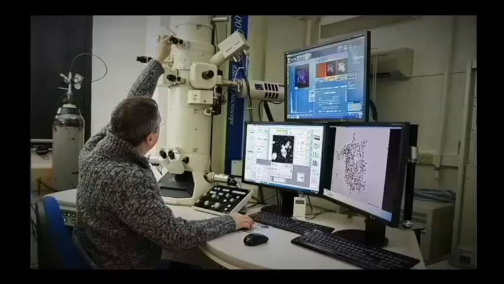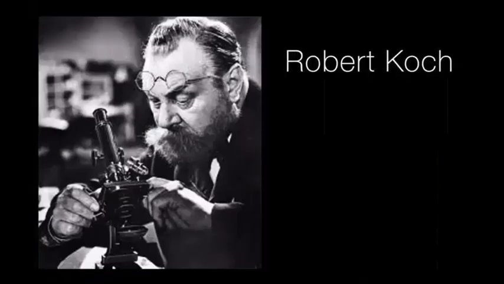Pasteur did not anticipate that in the future there would be an electron microscope with a much higher magnification than the optical microscope that would allow us to see small structures that weren't visible before. Now let's cross over to Germany.